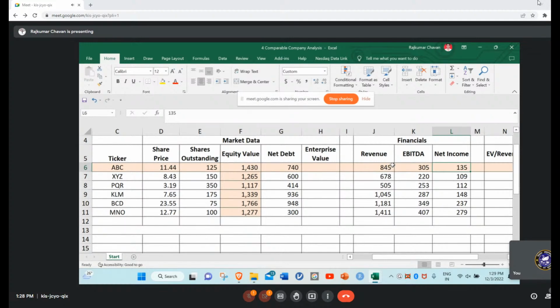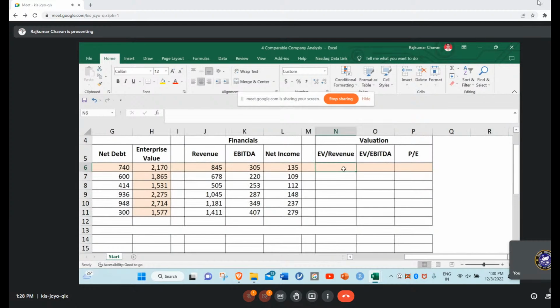That is called which value? Enterprise value. So now tell me what I should type here: equal to equity value plus debt value. 2170. Is it clear? Now for the remaining companies, how to calculate? Drag it down. Okay, next.